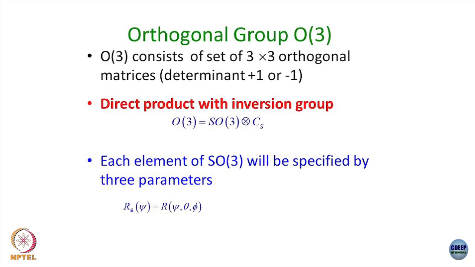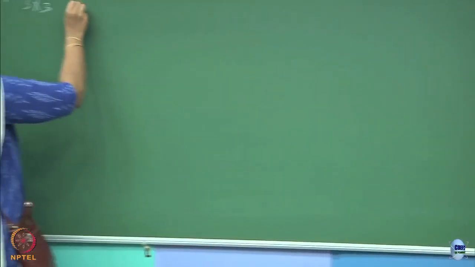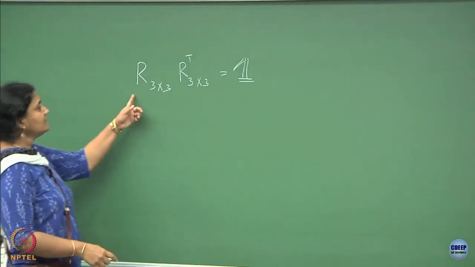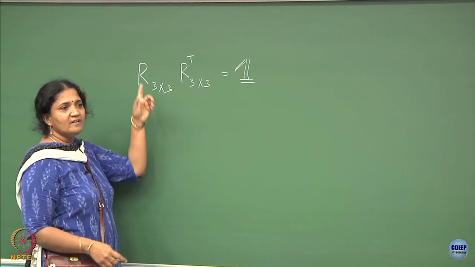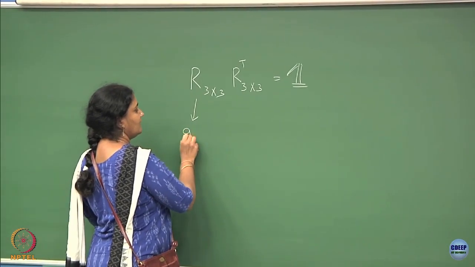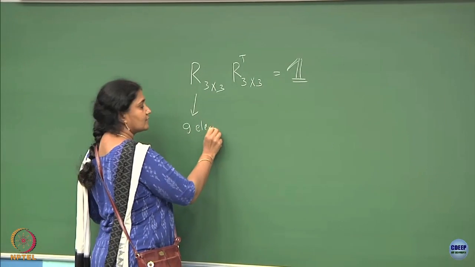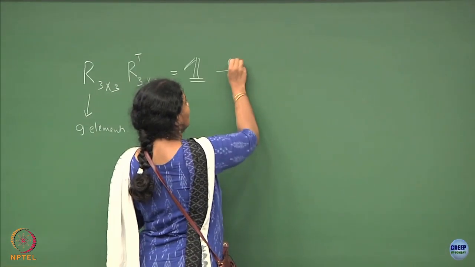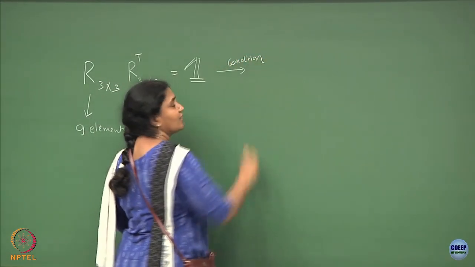And I also specified that SO3 has three parameters. So, you can also look at why there are three parameters by writing R, which is a 3 cross 3 matrix, right? And you have this condition that R transpose R, 3 cross 3, is identity. Okay. So, R is a 3 cross 3 matrix with all the entries being real, right. So, this has 9 elements to start with, right. And this condition is a constraint you can call.